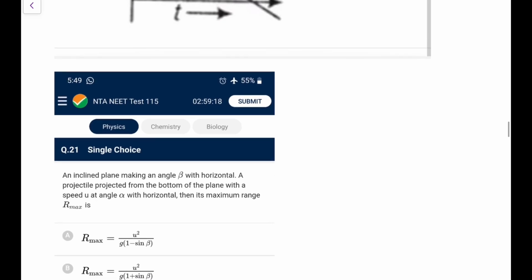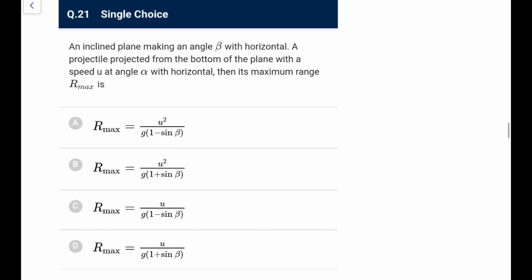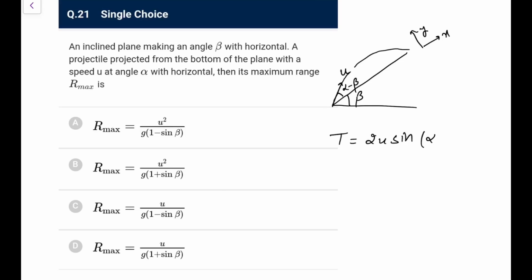Next one. An inclined plane making an angle beta with the horizontal, a projectile is projected from the bottom of the plane with a speed u at an angle alpha with the horizontal, then its maximum range is. So this is a projectile on an incline, this is beta, you have thrown it at an angle alpha. So this angle is alpha minus beta, this speed is u. So the range on this would be, let's say take it as x-axis, take it as y-axis. So first of all, the time of flight would be 2u sine of alpha minus beta, and the g component perpendicular to the incline would be g cos beta.